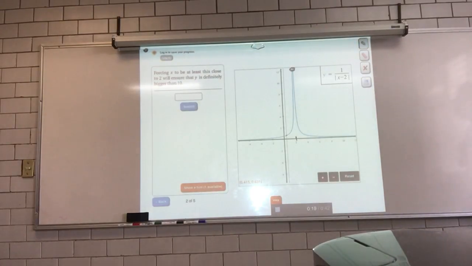Well, that means that we should be able to find some value of x so that y will always be greater than 10. So in this small window, very close to x equals 2, y will always be bigger than 10. So as long as we're sufficiently close to 2 on either side, y will be bigger than 10. How close to 2 do we have to be?